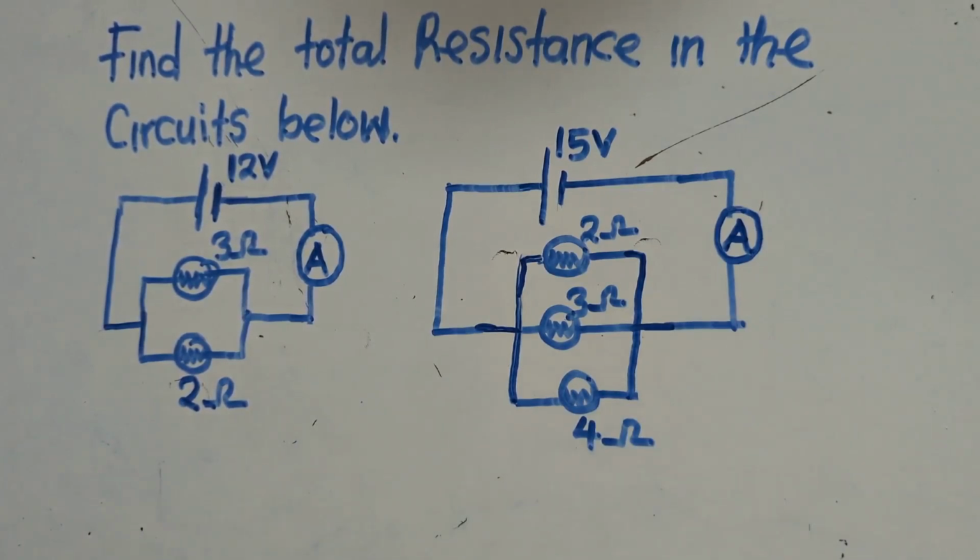Before you even find the total resistance, you need to understand what resistance is. The type of resistance we are talking about is electric resistance. Electric resistance is just the opposition to the flow of charge. Whenever we talk about resistance, we are just talking about the opposition to the flow of charge.